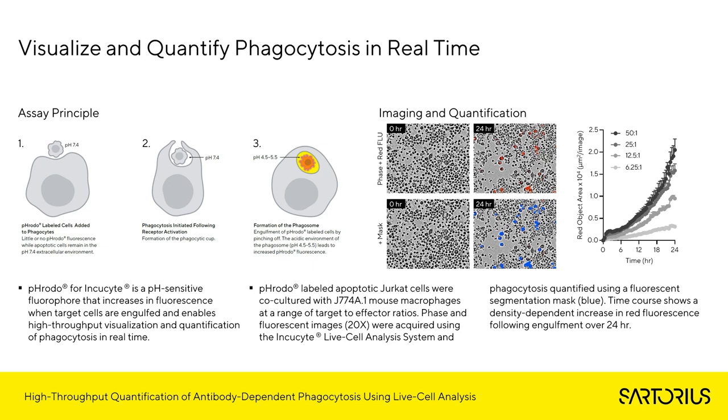For example, in the figure on the right here, Frodo-labeled apoptotic Jurkat cells were co-cultured with J774A.1 mouse macrophages at a range of target to effector ratios. Phase and fluorescent images at 20x were acquired using the InKSight system, and phagocytosis was quantified using the fluorescence segmentation mask, which is shown in the images here in blue. When we look at the time course, we can see that there's a density-dependent increase in red fluorescence following engulfment over the 24-hour time period.